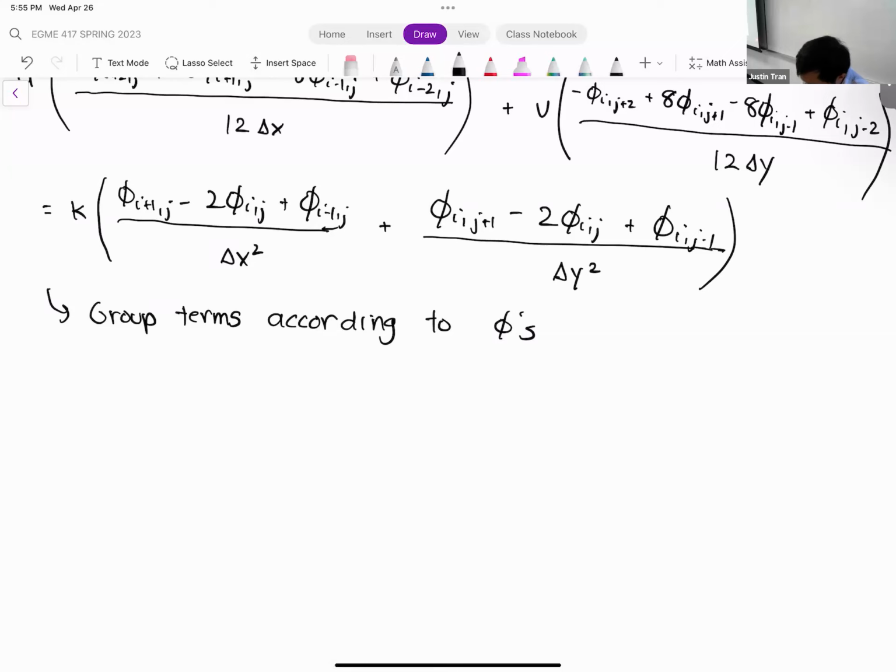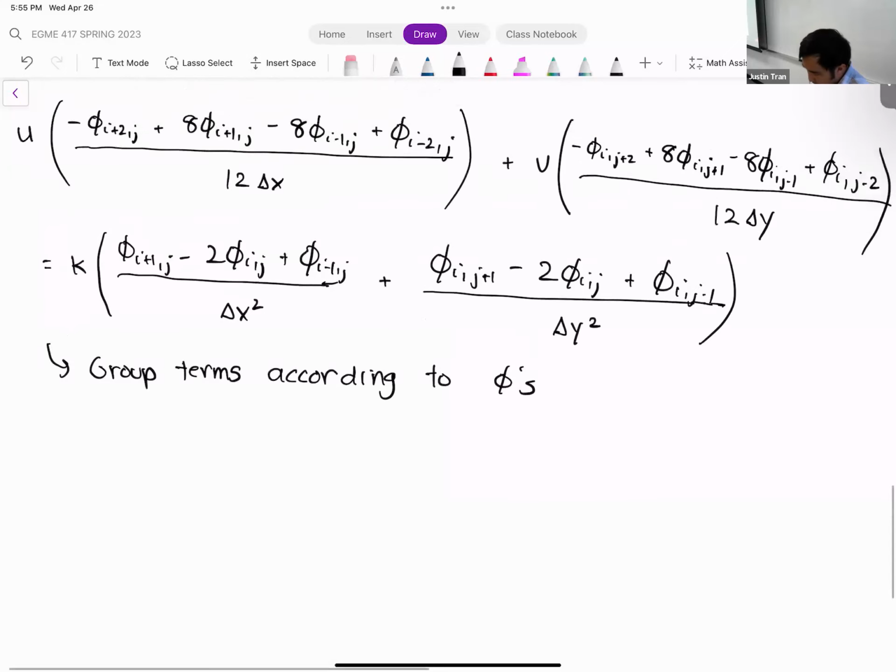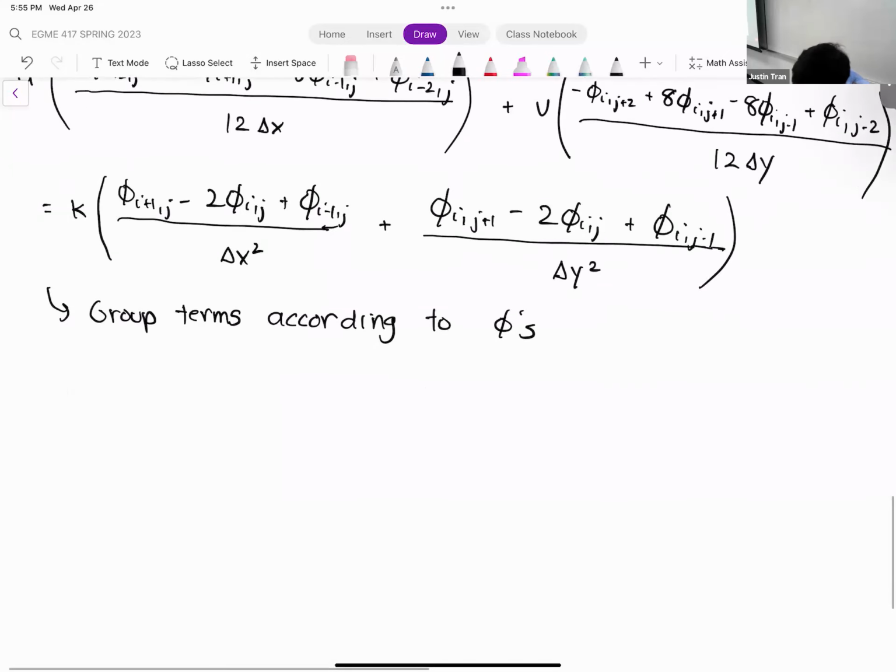And so we have the coefficient for phi i plus 2 comma j, right? And so that's going to be a minus u. Oh, and one thing I'm also going to assume is that we're going to assume delta x is equal to delta y, and I'm going to plug in delta for that. So we're basically assuming we have even grid spacing, the same grid spacing in the x and y directions.